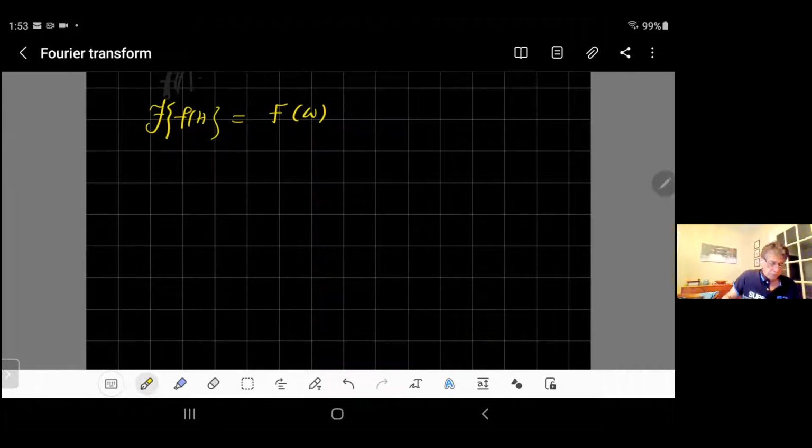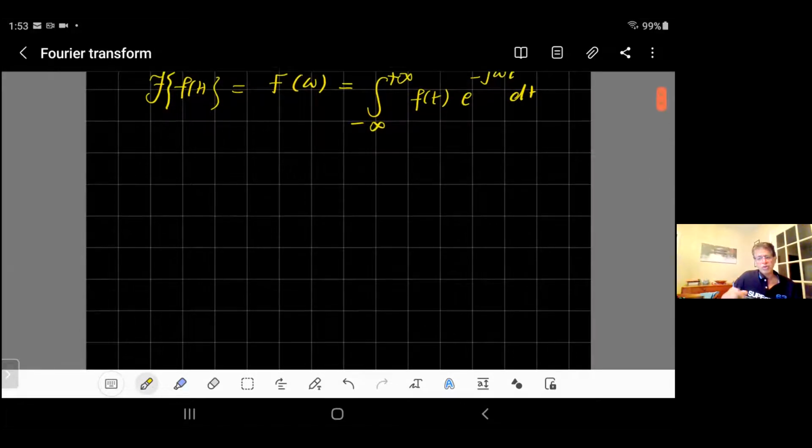That will be equal to the integration from minus infinity to plus infinity of the function of t multiplied by e to the power of minus j omega t dt. That's it. And this function should be integrable over the range where you're going to make the integration. Excuse me.